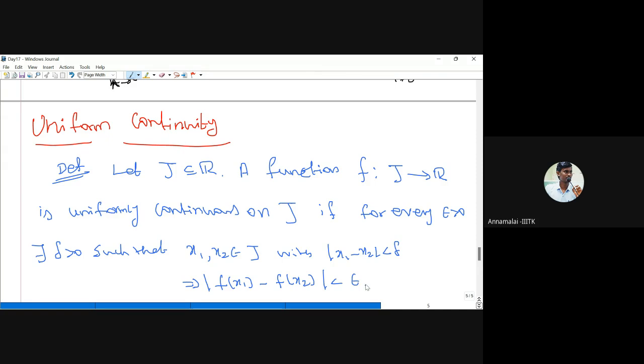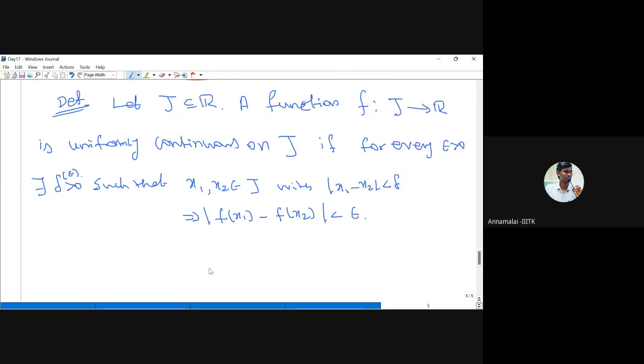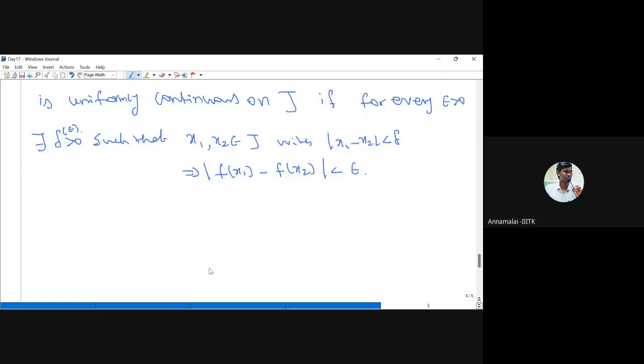So this delta depends only on epsilon. It is a function of epsilon only, not of the points x1, x2. But continuity means this delta depends on some other points also. Now the theorem says every uniformly continuous function is continuous, but a continuous function may not be uniformly continuous. We will discuss some examples and theorems so that we can characterize the uniformity of a function. The first theorem is every uniformly continuous function is a continuous function on the interval.